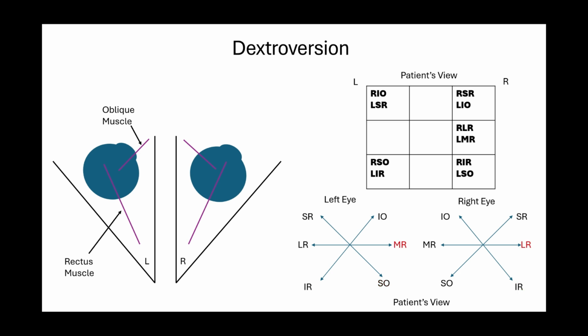For dextroversion, it is very simple. When the right eye is abducted, it is the right lateral rectus, and the prime adductor in the left eye is the left medial rectus. For levoversion, the opposite. The right medial rectus causes the adduction, and the abduction is done by the left lateral rectus.